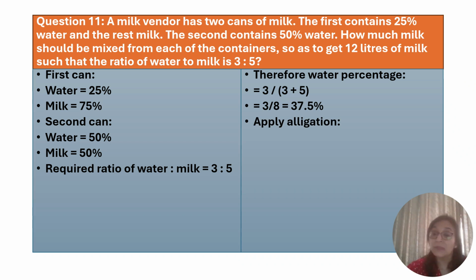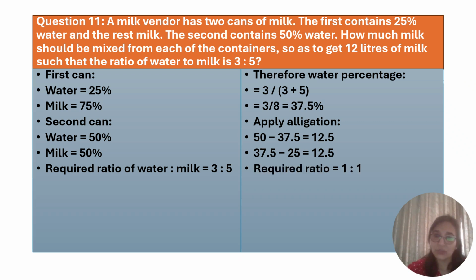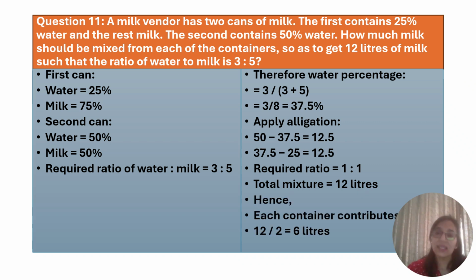that is 37.5%. Again, you need to apply the rule. So 50, the percentage given, minus 37.5, you will get 12.5. Likewise, 37.5 further subtracted with 25, you will get 12.5. So the required ratio here is 1:1. And now the total mixture is 12 liters. Hence, each container contributes 12 divided by 2, which is 6 liters.